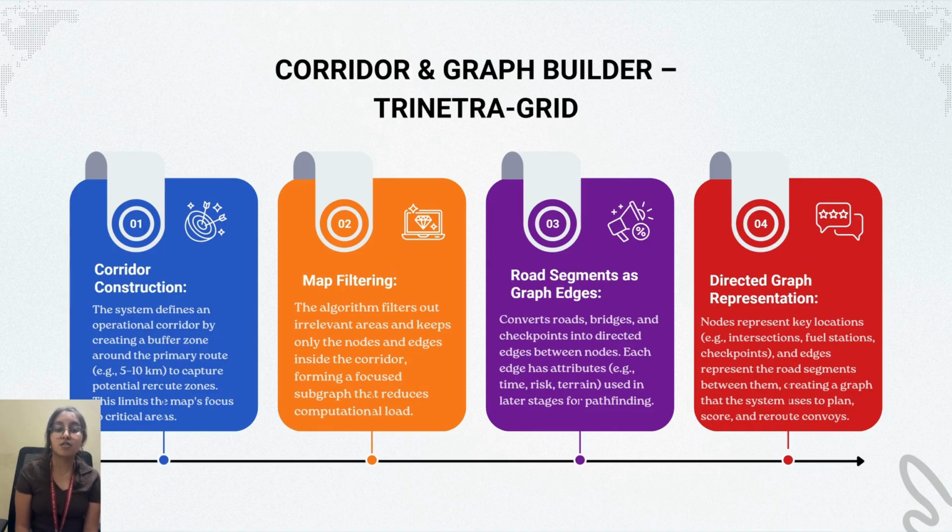Third, we have the execution and rerouting layer. This is what runs on the convoy device. Instead of doing heavy computation in the field, it carries a carefully chosen subset of the map and pre-computed routes, and it knows how to switch routes quickly when it receives small anomaly updates.